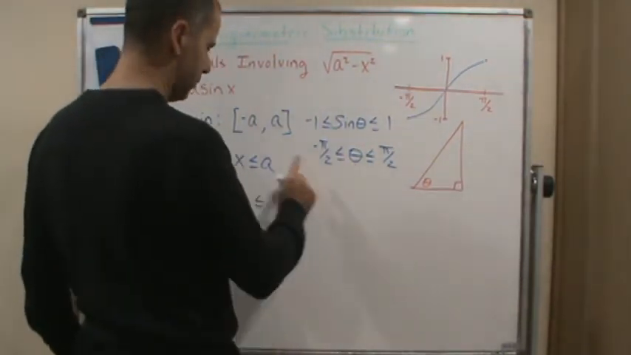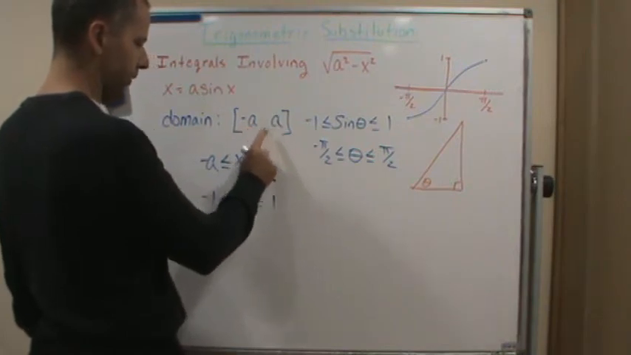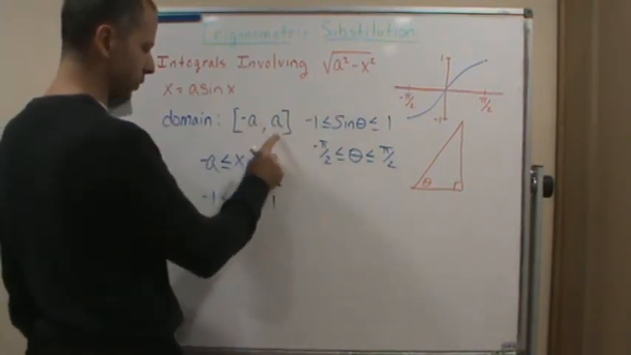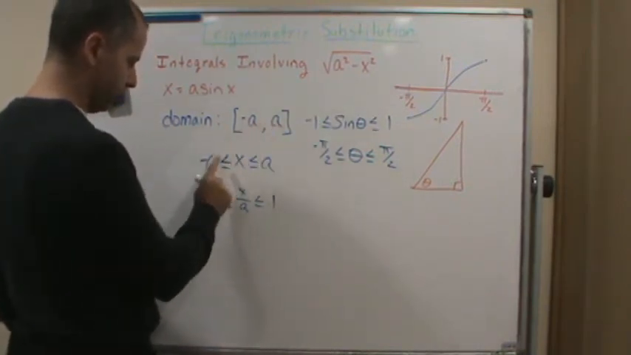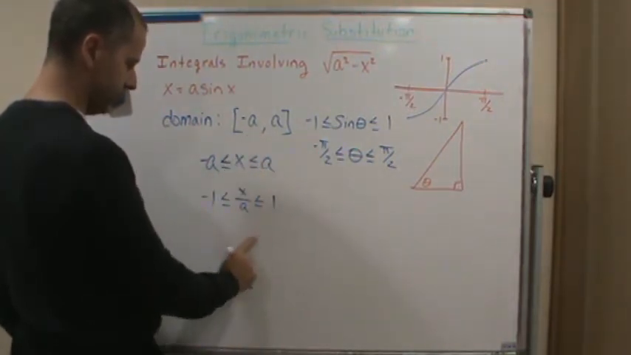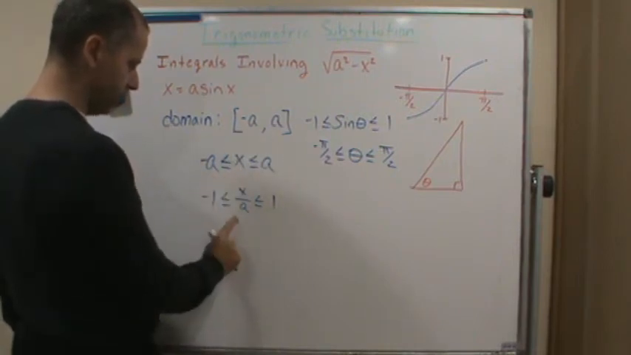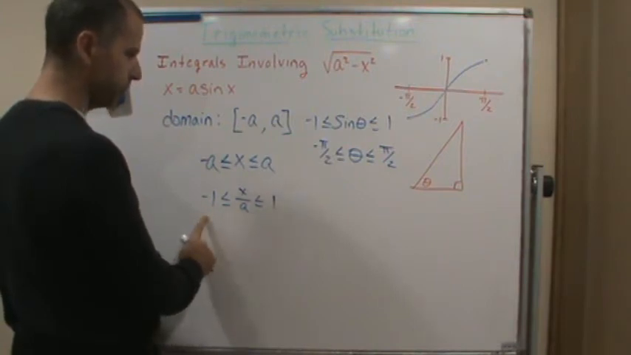So this is the way we set it up. Let's repeat. We start with this domain, and using this domain, we came up with this inequality, which comes from the fact that x has to be between these two. This inequality says that x over a is between -1 and 1.